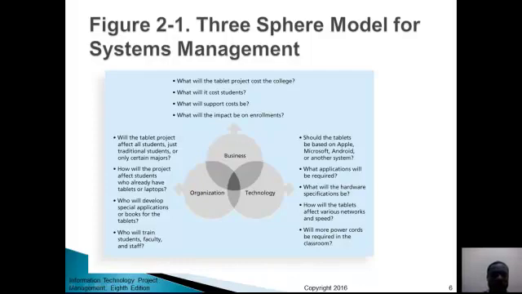So in other words, the organization, the individuals also: will the tablet project affect all students, just traditional students, or only certain majors? How will the project affect students who already have tablets or laptops? Because some students in the university may already have tablets, or computers. Do you understand that? Are they going to throw them away or what? Who will train students, faculty, and staff? Who will develop special applications or books for the tablets? So the organization is thinking along that line.